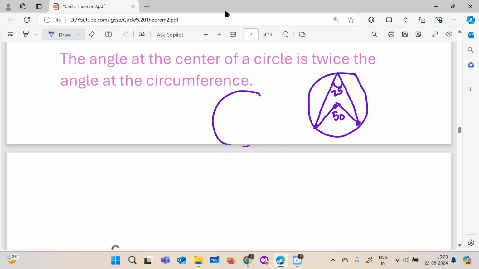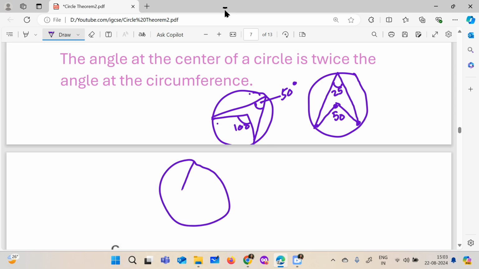Now you tell me, if I say here I have 100 degrees, then what is the angle formed here? I'm asking you. So it's 100, then that's 50. This is 50 degrees, right? Okay. So now tell me one more like this. If I have 30 degrees here, then what will be the angle measure here? 60. Very good.